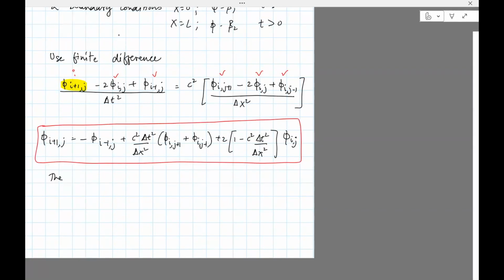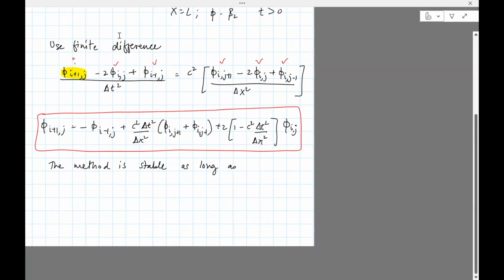So this method is stable as long as 1 minus c squared delta t squared divided by delta x squared is greater than 0. Okay, that is, c delta t less than 1. It is also known as the Courant condition.